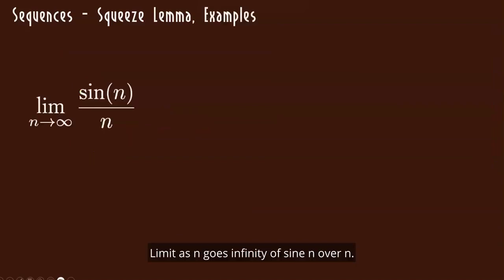Limit as n goes to infinity of sine n over n. Looking at that, I can see this is going to be 0, because sine of n goes nowhere. It just flops around like a fish: 1, negative 1, 1, negative 1. Whereas n is going to infinity, and a constant over infinity is 0.